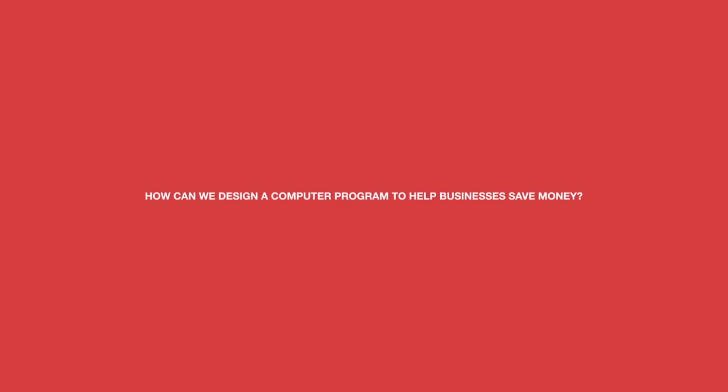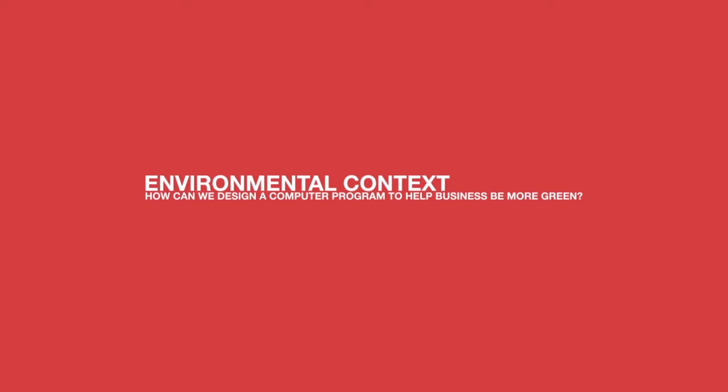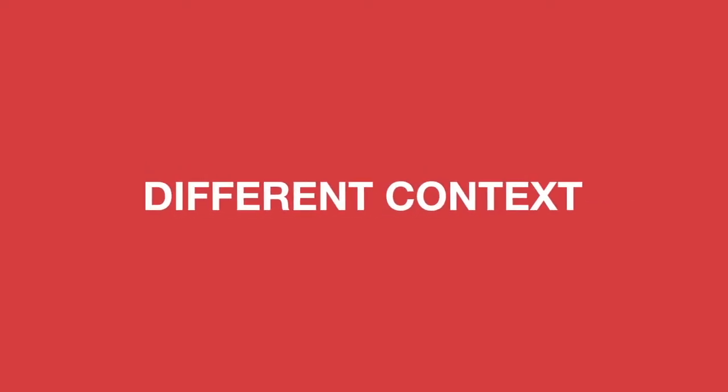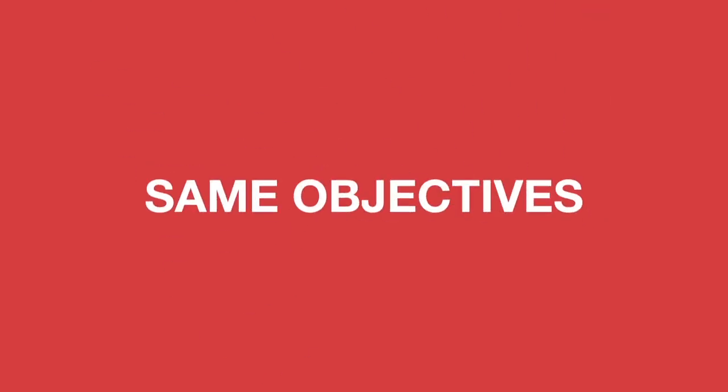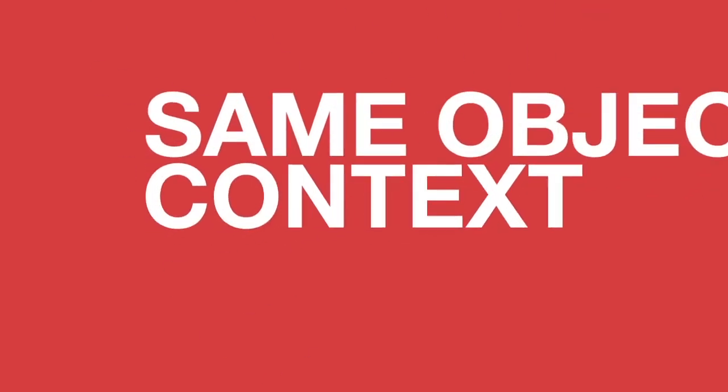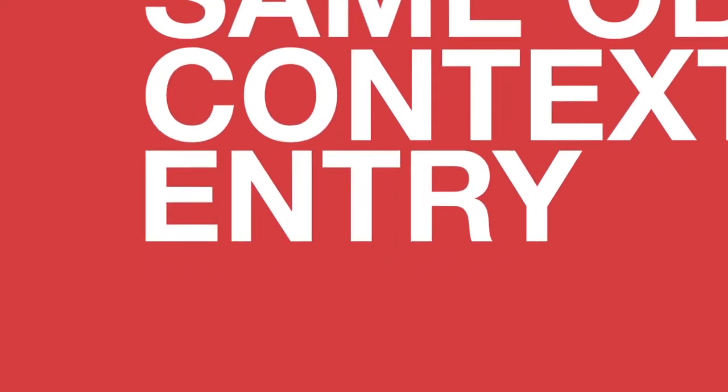Or we could have chosen for our project to have an environmental context, and it could have become, how can we design a computer program to help businesses be more green? Or it could have an entirely different context and could have become, how can we design a computer program to help first graders learn math? All of these driving questions would lead to the same objectives, but you can see how by providing a little bit more context to the question, students are more likely to find an entry to start working with the question and can become more engaged in finding an answer.